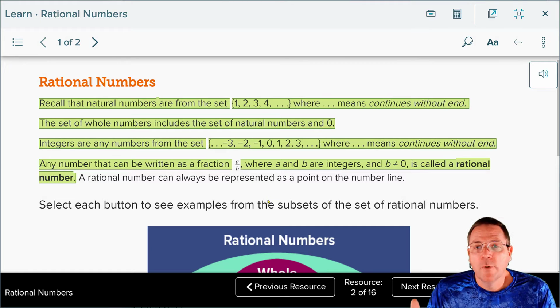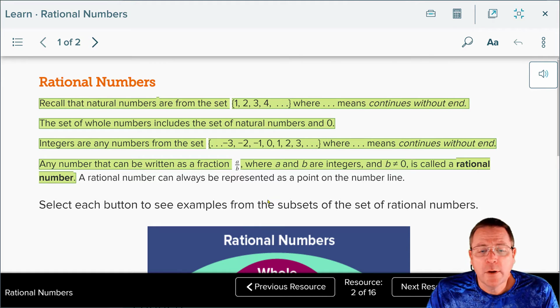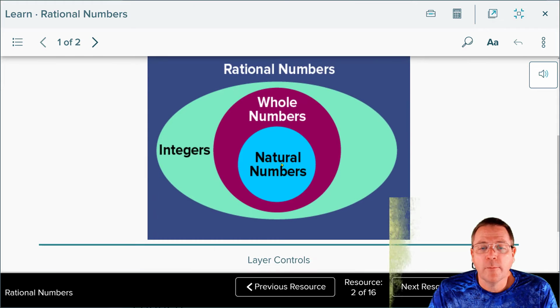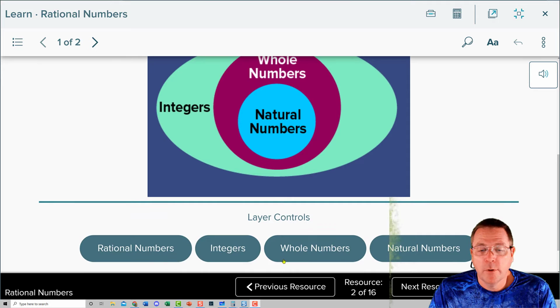If it can be written as a terminating or repeating decimal, it's a rational number. So what's an irrational number? An irrational number would be something like pi, a non-terminating, non-repeating decimal that goes on and on forever. So on your Venn diagram, you can see natural numbers, then whole numbers, and then integers. Integers are both whole numbers and natural numbers and their own thing. Whole numbers include all the natural numbers, and natural numbers, well, they're just natural numbers.